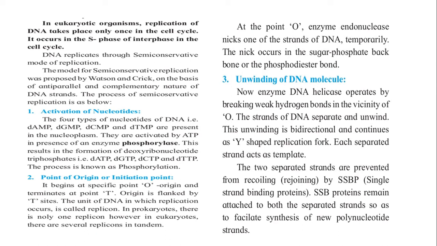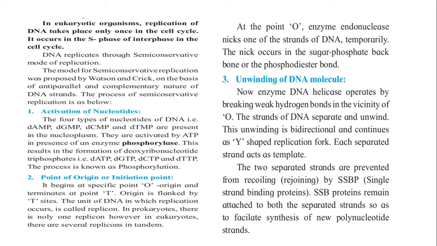DNA replicates through the semi-conservative mode of replication, and this replication is shown as below. Number 1, activation of nucleotides. The 4 types of nucleotides of DNA that are present in the nucleoplasm are activated by ATP in the presence of the enzyme phosphorylase. This results in the formation of deoxyribonucleotide triphosphates. This process is known as phosphorylation.